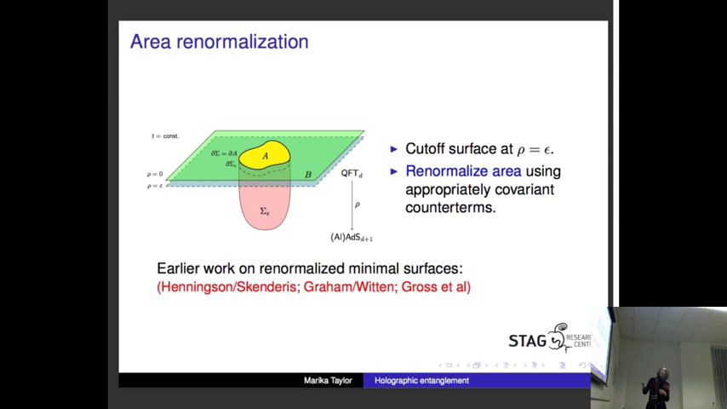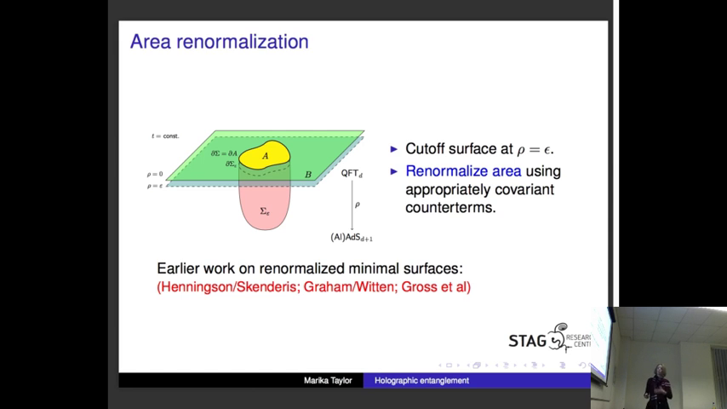Actually, there's an intuitive physical picture. Here's our Ryu-Takayanagi surface, which calculates the entanglement entropy. We calculate the area of this surface, and essentially what we're instructed to do is just to renormalize the area of that surface. People had done this in holography before; they talked about renormalized minimal surfaces. This is a paper from the late 90s. Witten had talked about it, and Gross talked about it in the context of Wilson loops.